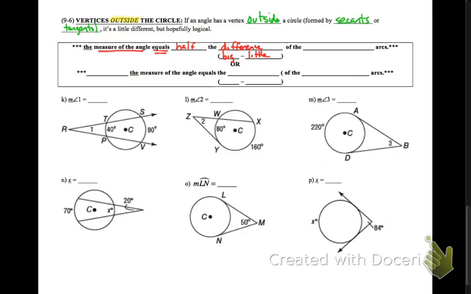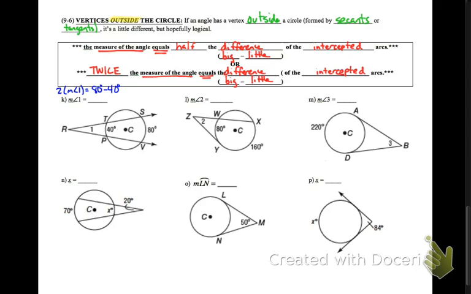When we talk about difference, it's always going to be the big arc minus the little arc, the difference of the intercepted arcs. Don't use that formula, use this one. Twice the measure of the angle equals the difference of the intercepted arcs. When we talk difference, always use big minus little.